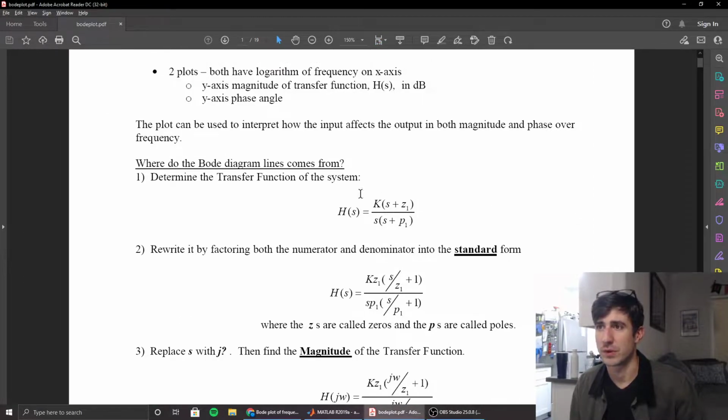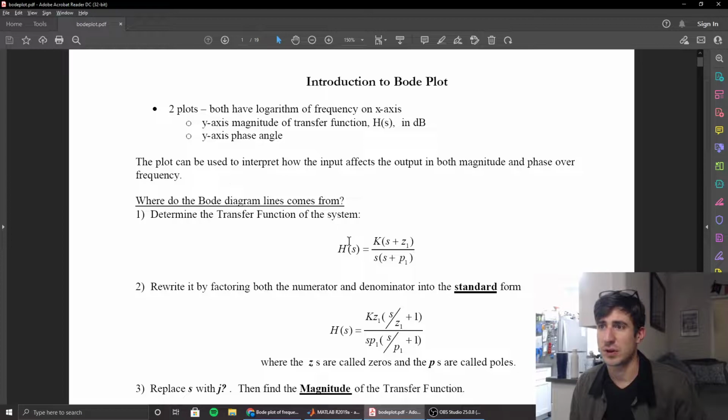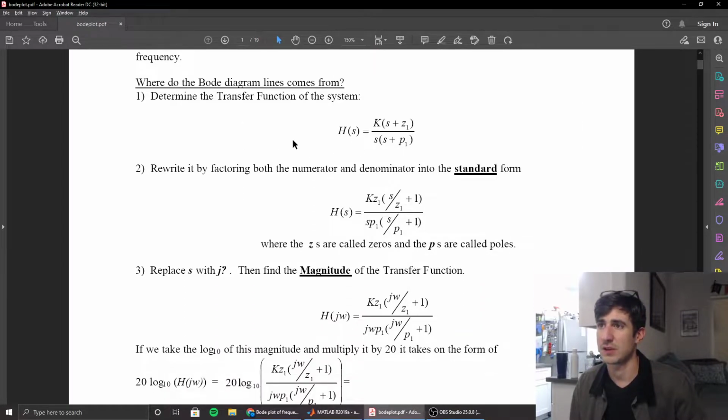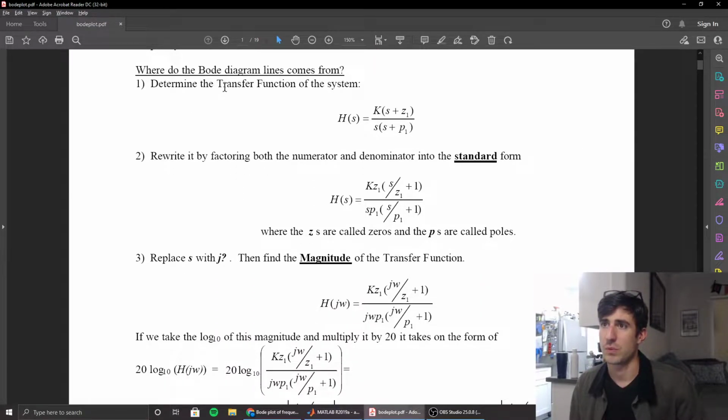Initially, you start by determining how to interpret the input and output effects, both magnitude and phase, over the frequency. So what you want to do is first determine your transfer function, and you're going to have your zeros in the numerator and your poles in the denominator. And you want to rewrite the numerator and denominator by putting them into standard form.